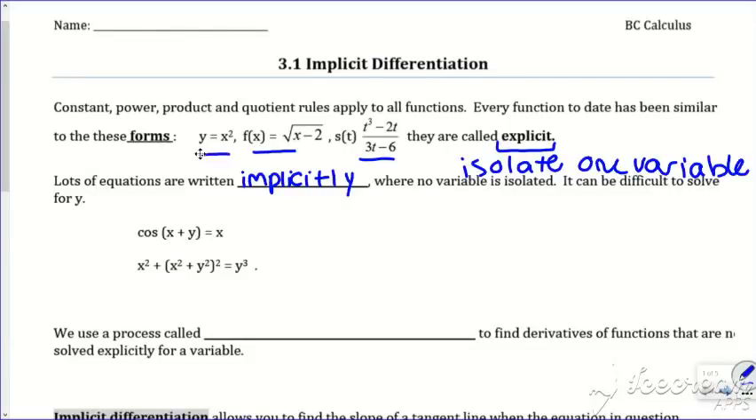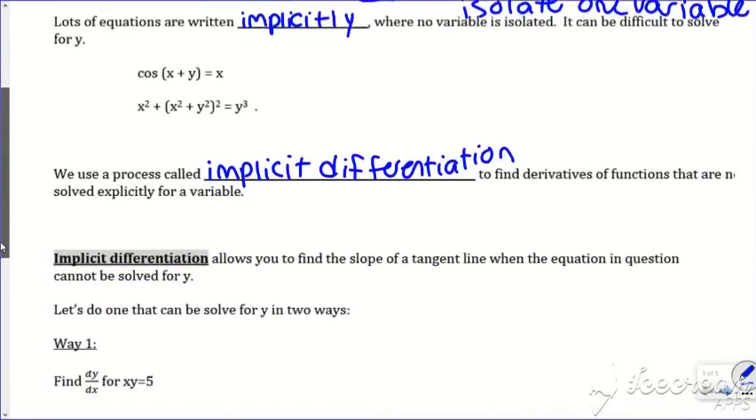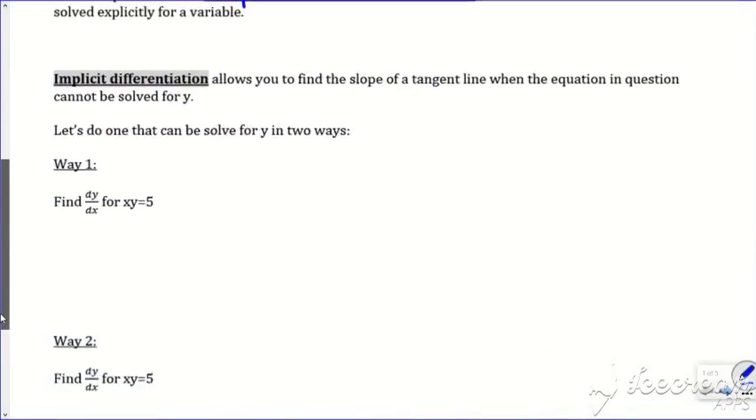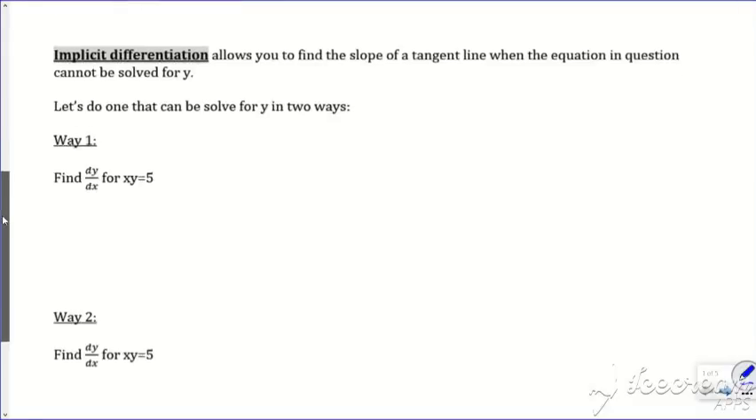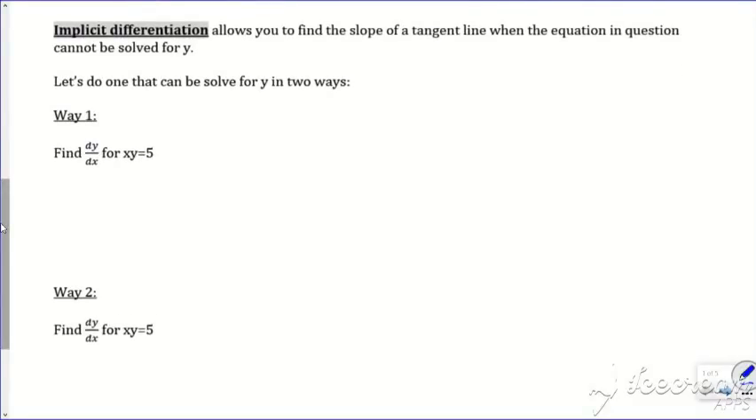We want to save time, we want to be efficient, so we use a process called implicit differentiation to find the derivatives of functions that are not solved explicitly. So it still allows us to solve for dy dx, and that's the best part. We can still find the derivative. It just might involve x and y in this case.